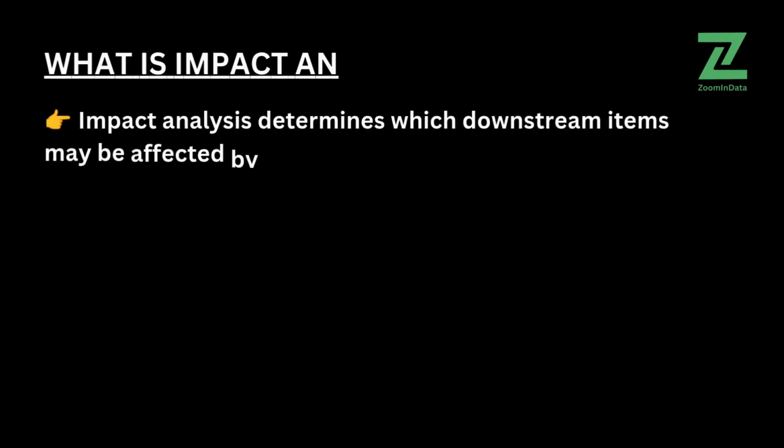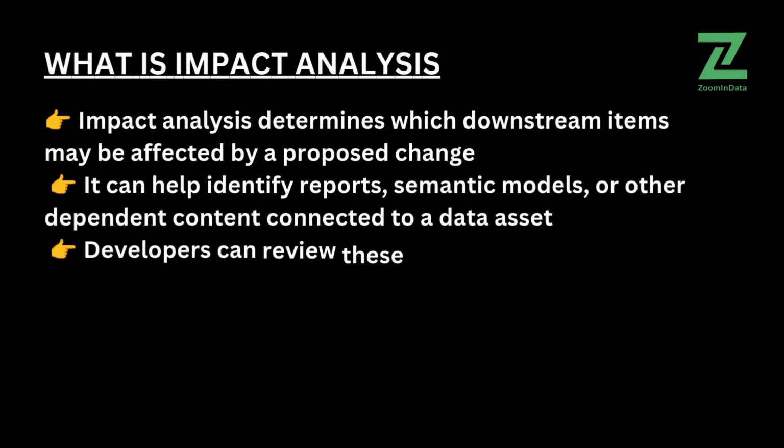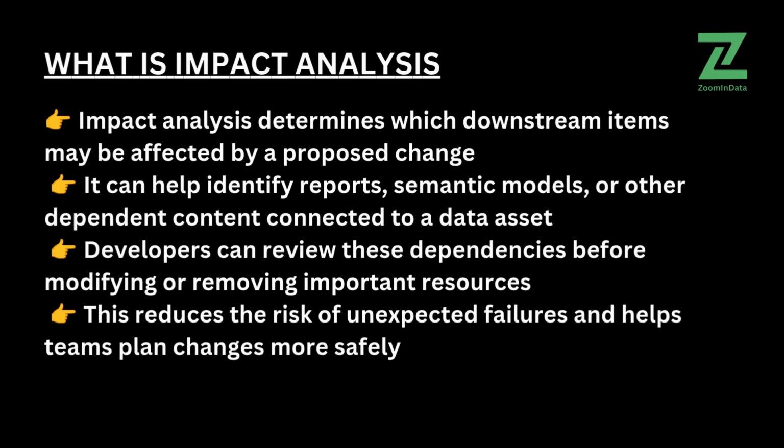Impact analysis determines which downstream items may be affected by a proposed change. It can help identify reports, semantic models, or other dependent content connected to a data asset. Developers can review these dependencies before modifying or removing important resources. This reduces the risk of unexpected failures and helps teams plan changes more safely.